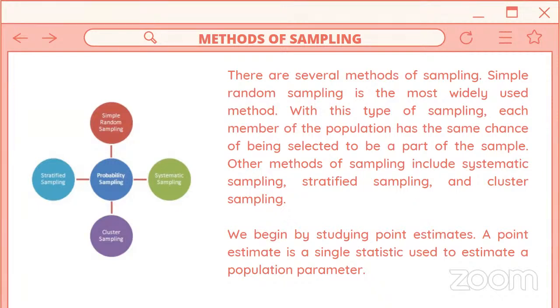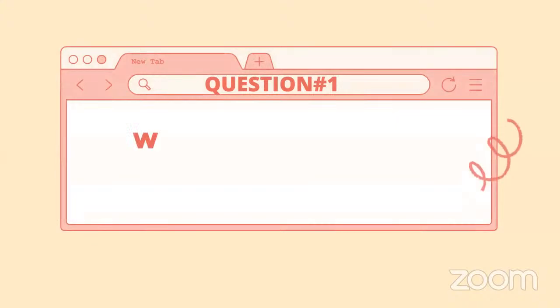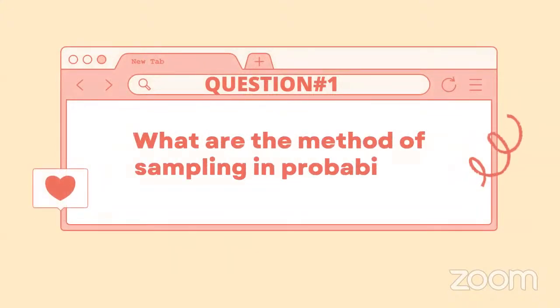We begin by studying point estimates. A point estimate is a single statistic used to estimate a population parameter. Question number 1. What are the methods of sampling in probability?